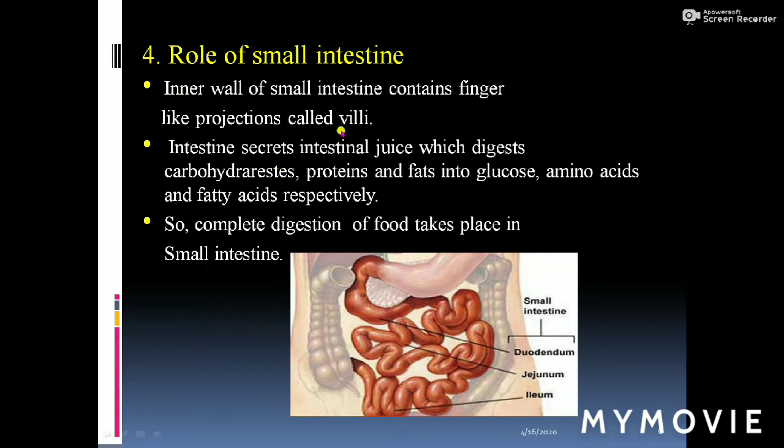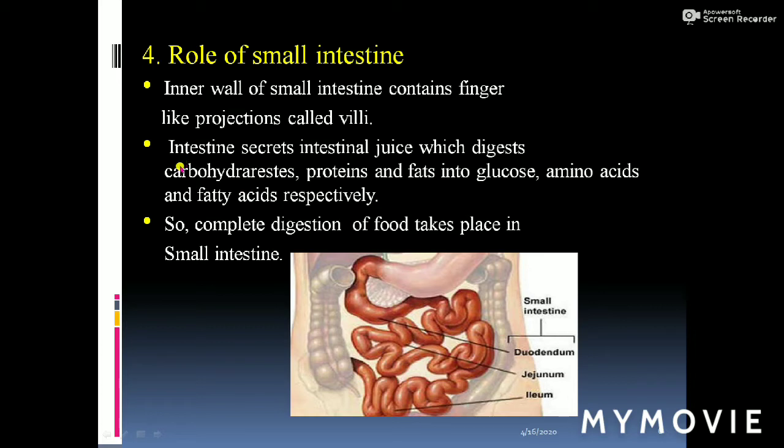But you have to see only the short way, that is, what is here? The inner wall of the small intestine contains finger-like projections called villi, and the intestine secretes intestinal juice which digests carbohydrates, proteins and fats into glucose, amino acids and fatty acids respectively.